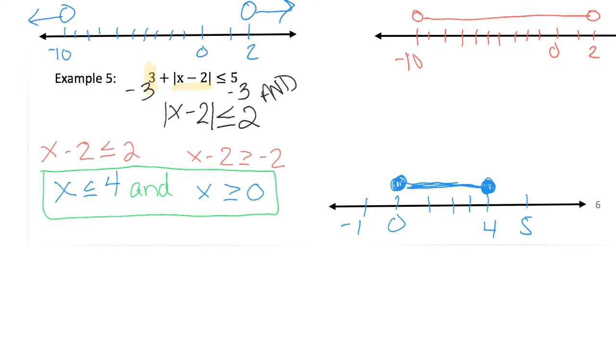So pretty straightforward. The only thing that's different, again, is this positive 3 here, that we had to subtract 3 before we separate.